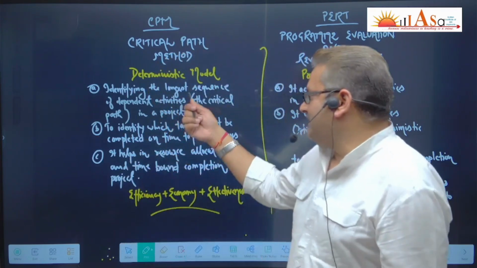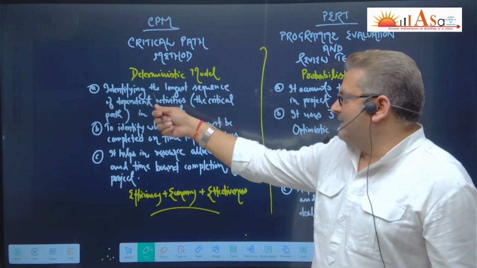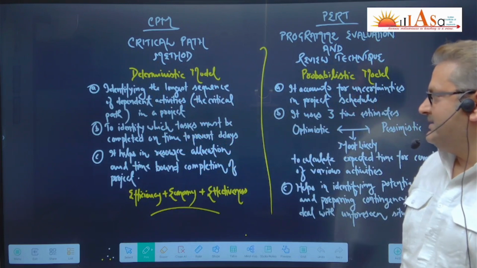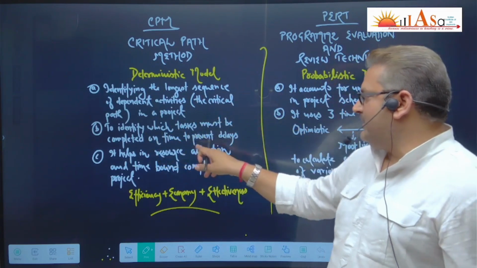So critical path method, a deterministic model, is about identifying the longest sequence of dependent activities, the critical path in a project, to identify which tasks must be completed on time to prevent delays.